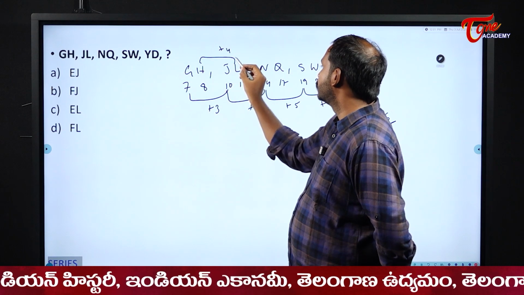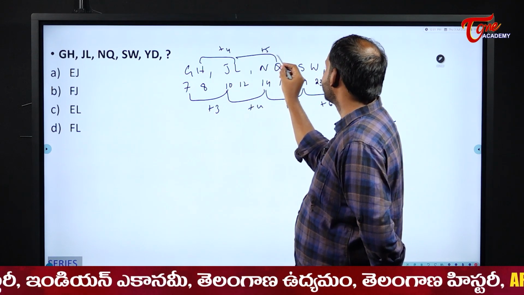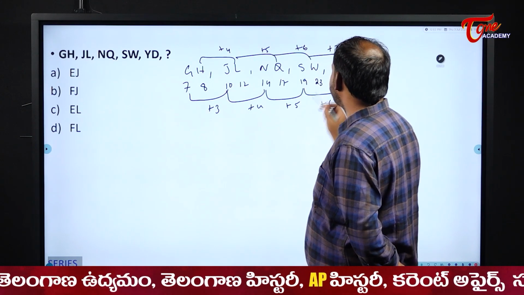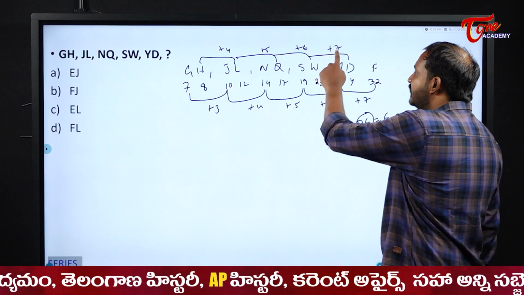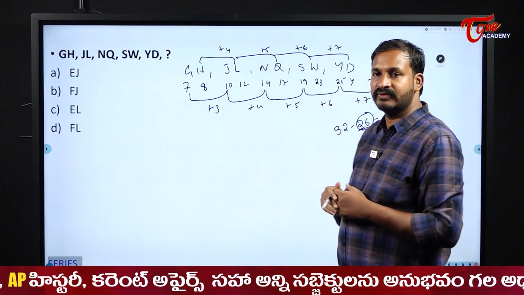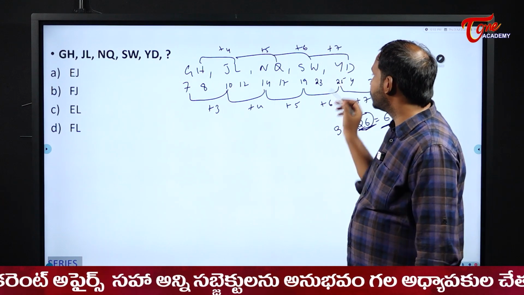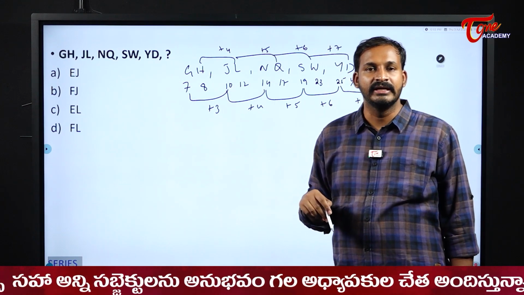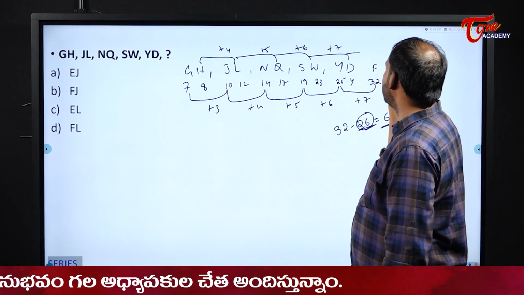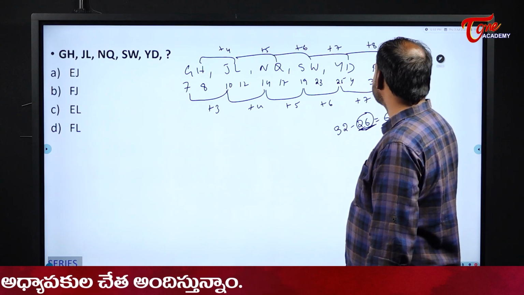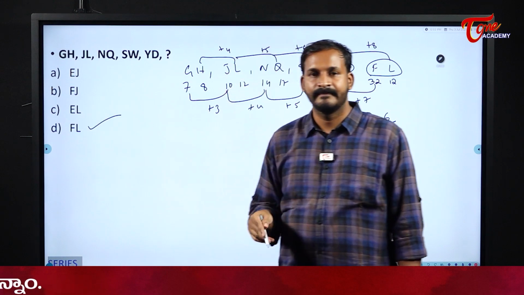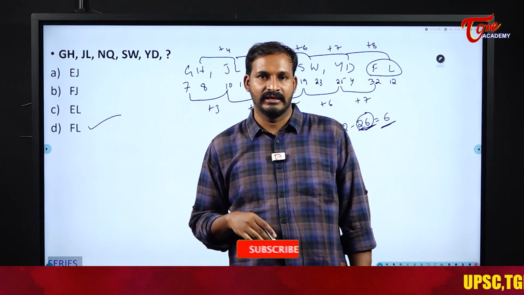Next, come to the second one. Plus 4, plus 5, plus 6, plus 7. Whether it is plus 7 or not, we will check it once. 23 plus 7 becomes 30. What is the 30th alphabet? The 4th alphabet is the 30th one, so it is D. Next it should be plus 8. 4 plus 8 becomes 12. What is the 12th alphabet? L. So my answer here becomes FL.